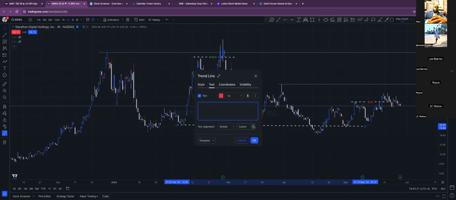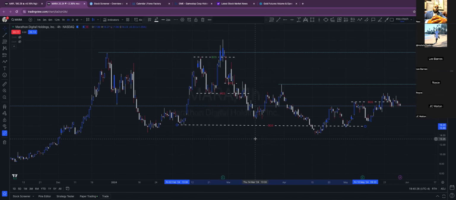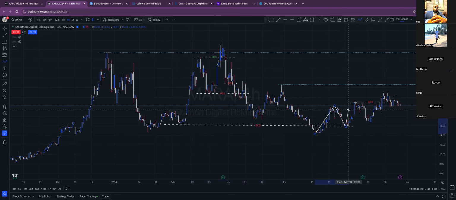Boom. BOS. Okay. They took that out. They kept on rocking. Remember, like I told you, when they take out a higher time frame, it's an external structure level. What they start doing is retracing, right? So after they took that out, now they're starting a little uptrend, right? Currently, this is what it's doing.